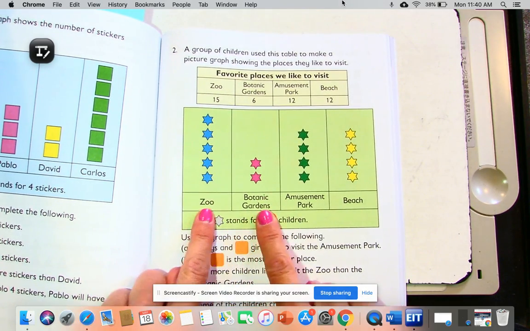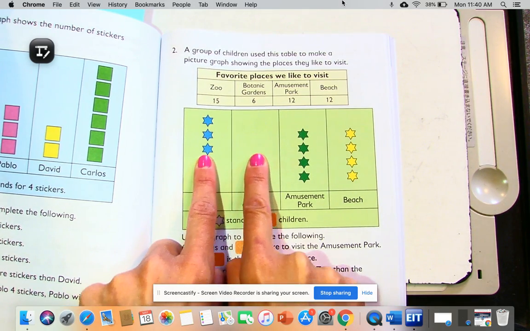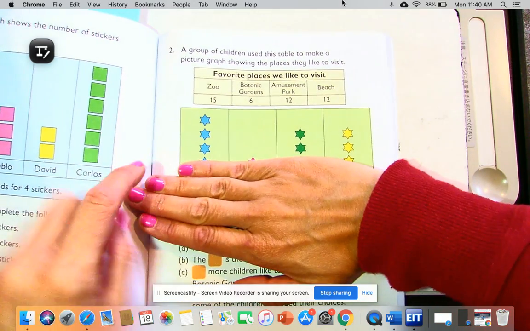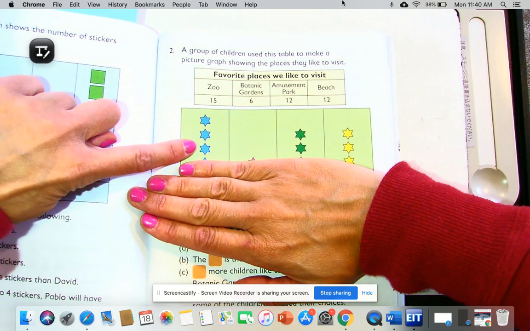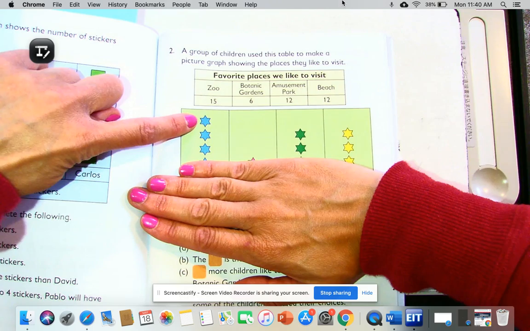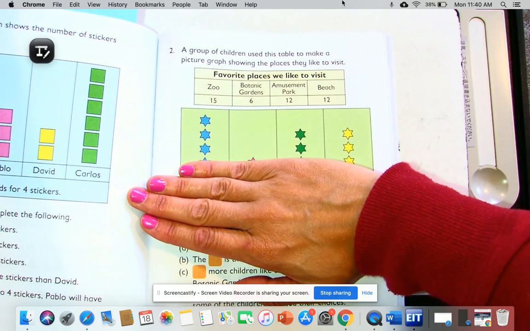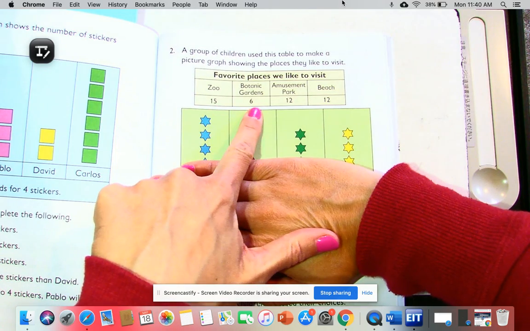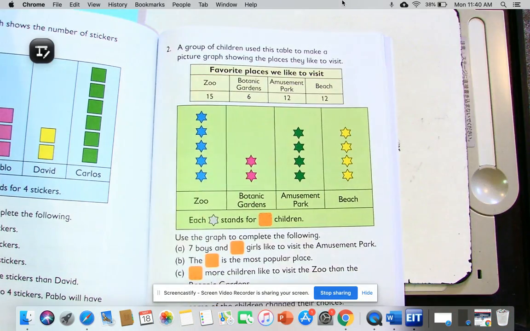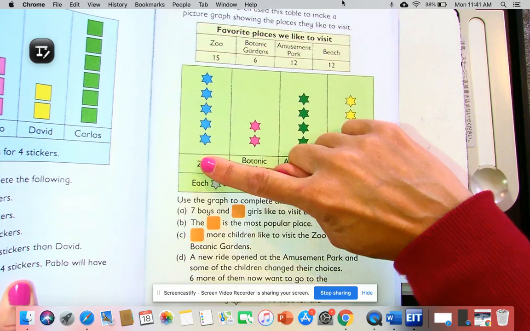Here's the zoo, here's the botanic gardens. So if we cover up one star, and then the next star, we can see how many more, cover those up, and then we have 3 more stars. Remember, each one of these stands for 3: 3, 6, 9. So 9 more kids. 15 minus 6, let's see, is that 9? I think so, because 6 plus 9 is 15. So 9 more children like the zoo.